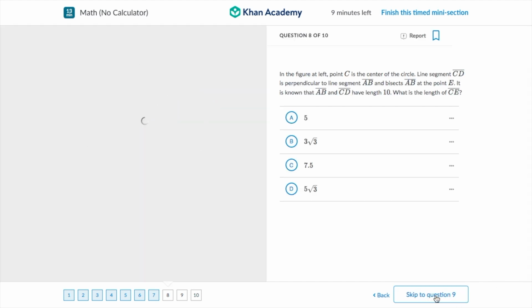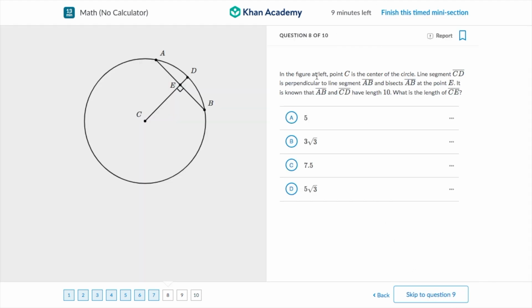Let's continue. In the figure at the left, point C is the center of the circle, so we have that here. And line segment CD is perpendicular over here, and it bisects AB at point E. And it's known that AB and CD have a length of 10. And what we have to do is find the length of CE.